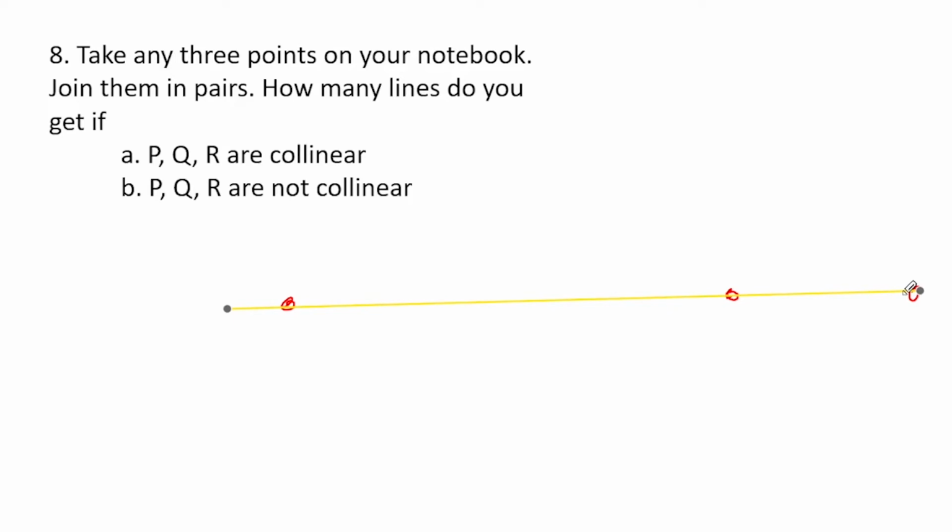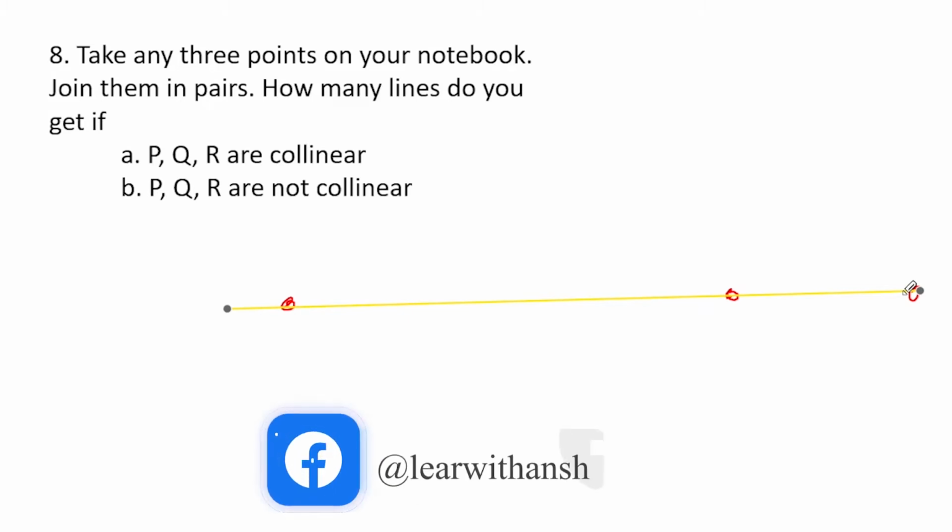Yes, I did it! It passes through all these points. So when the line was not passing through all the points at the same time, those 3 points are non-collinear points. Now here, the line passes through all these points at the same time. It can pass. So these 3 points are called collinear points.